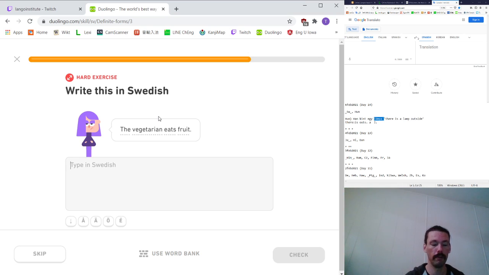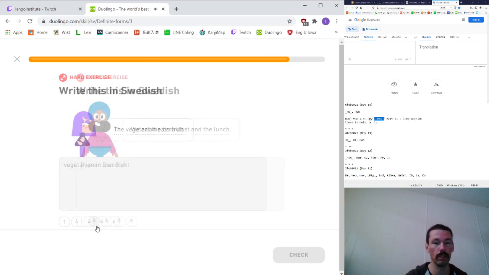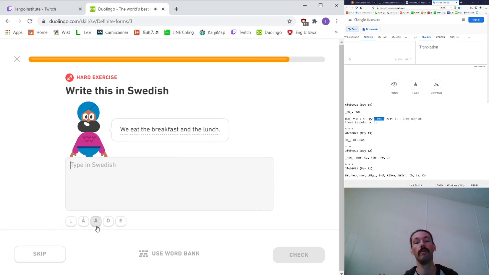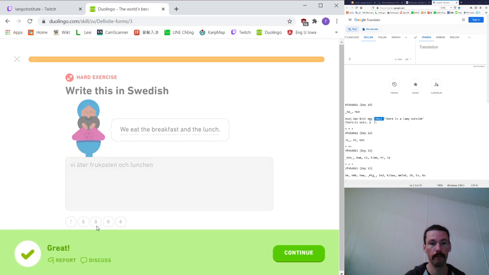Vegetarianen äter frukt. So spelled just like vegetarian, but we make a definite with the suffix. Vegetarianen äter frukt. Good. Vi äter frukosten och lunchen.